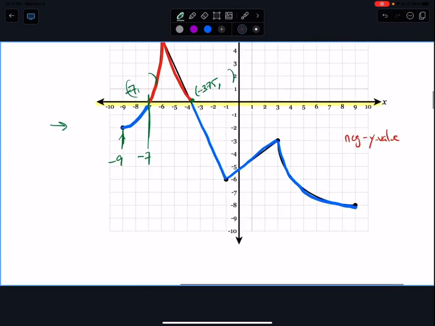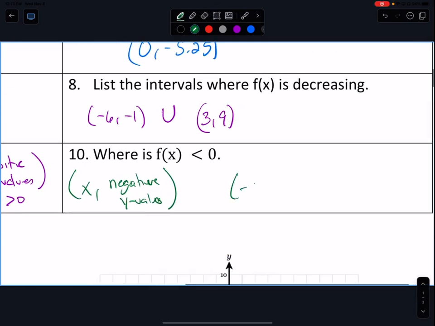Then it goes positive, and then it comes negative again. Where does it start to become negative again? Negative 4, or we're going to say negative 3.75. And then where does it stop being negative? Well, if I follow it all the way through, it's just negative, negative, negative. Is it still underneath the x-axis? Yeah. So it's negative all the way to the very end of it. And where's the end of this graph? At 9. All right, so my second interval is from negative 3.75 all the way to 9.